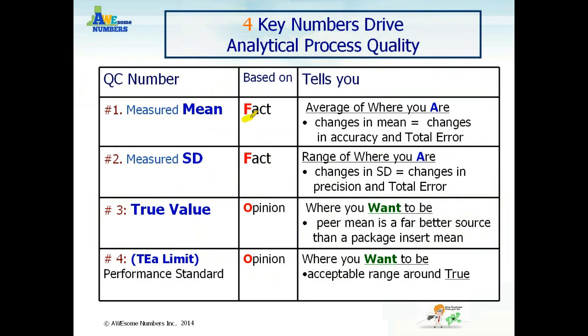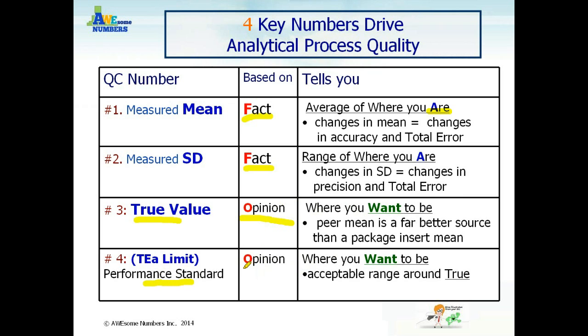So the measured mean comes from fact. You measure it. It comes from the instrument. It tells you where you are. The SD is based on fact. The true value is based on opinion, because you may want to get it from the peer report, or you may take it from the package insert, or you may have neither of those, and you may go back to your own history. So where you choose as the right place for your true value, or where the medical director chooses, these two decisions should be made by the medical director.